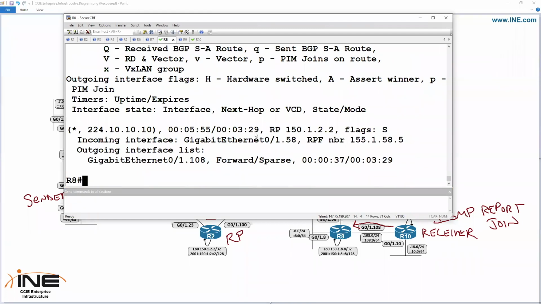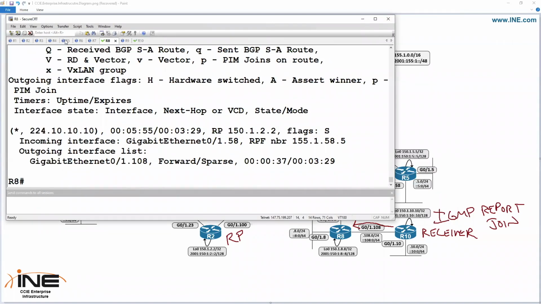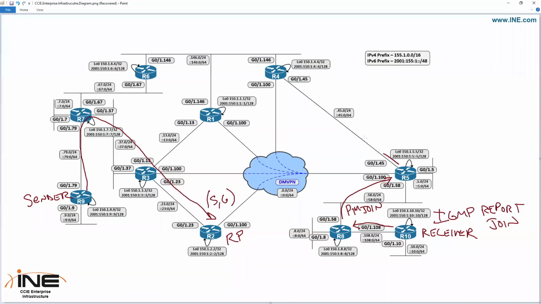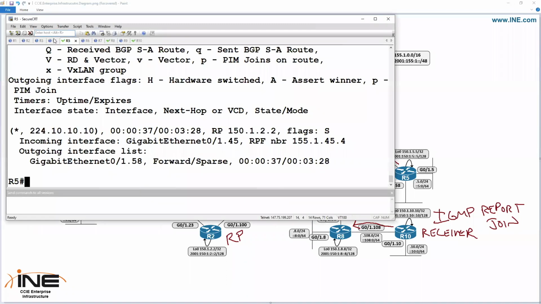We go to router 8. It says the incoming interface is gig0/1.58, okay, which is pointing towards router 5. So if we go back to router 5, it has the star comma G entry, and it says the incoming interface is gig0/1.45. So it means that we're joining in this direction here, okay, towards router 4. On router 4, we're joining towards router 1, okay, out gig0/1.146.